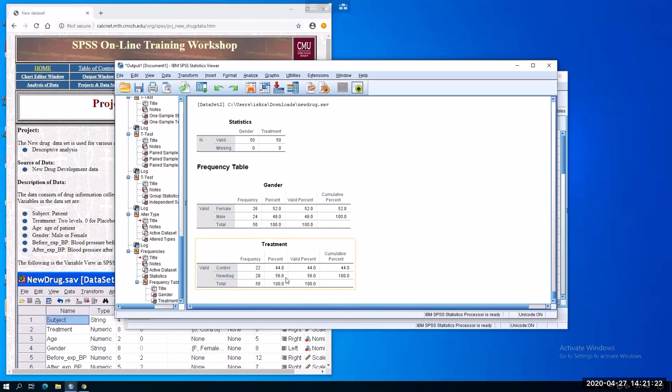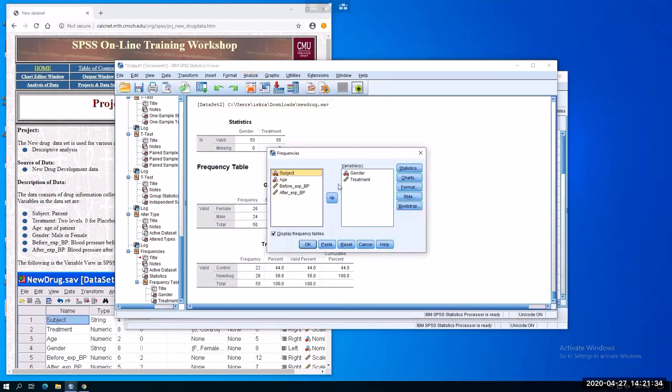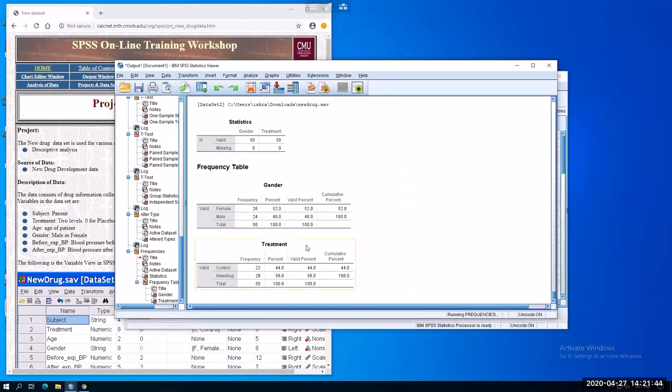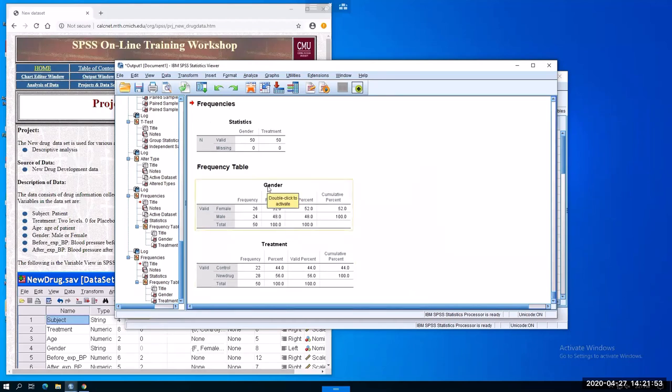How did you get that file open? Do you have that? We have another link for that one. Analyze, descriptive statistics, frequencies. Then move gender and treatment. Gender and treatment, okay. But I didn't find this output file, document file. Okay, and it's open here. It pops up. Okay.